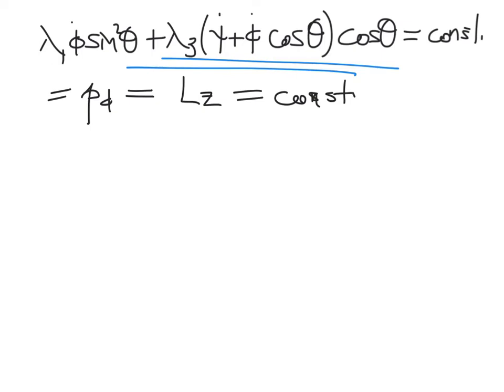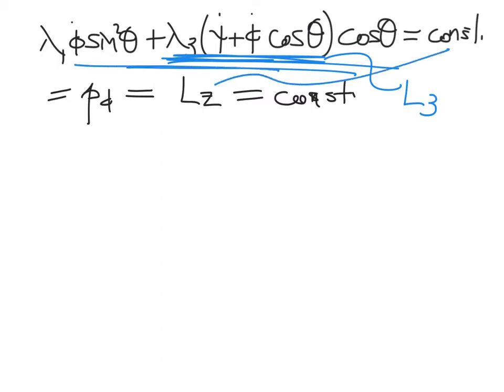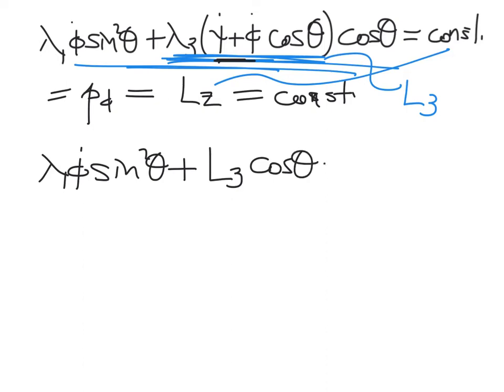And so that means not only can we make a replacement here for this term, which we already saw was the angular momentum about the E3 axis, we can also call all of this equation another constant, Lz. And that actually gives us an expression for phi dot, the precessional velocity for our top. So now we have lambda 1 phi dot sine squared theta plus this term here, which is the angular momentum about the E3 axis, cosine theta, equals the angular momentum about the z-axis.